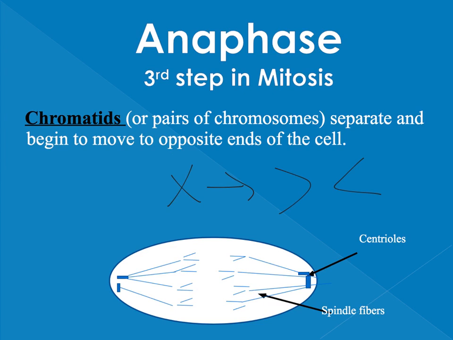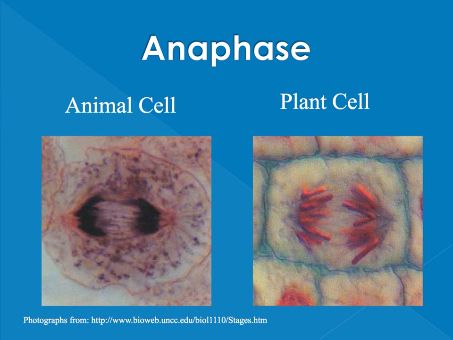Your spindle fibers are shorter and then you have the chromatids attached to them. Here's a picture of what it would look like under the microscope. They almost look like pom-poms or little spider legs on each side for a plant and an animal cell.